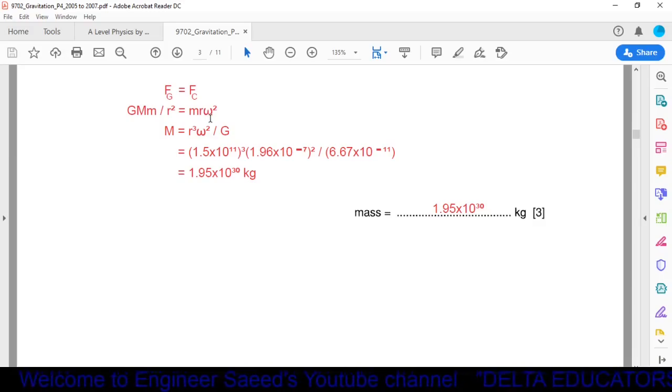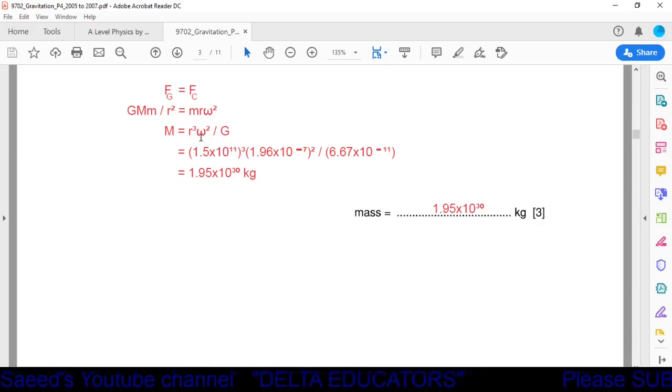Now we have to calculate mass of the Sun. So mass of the Sun will be equal to r cube omega square over G. This small m, mass of Earth, will be cancelled out, and by rearranging we will get capital M is equal to r cube omega square over G. Now we have to substitute the values. This r is the separation between Sun and Earth. It is given. Its value is 1.5 into 10 power 11. In the formula it is cube, that's why we have taken cube.